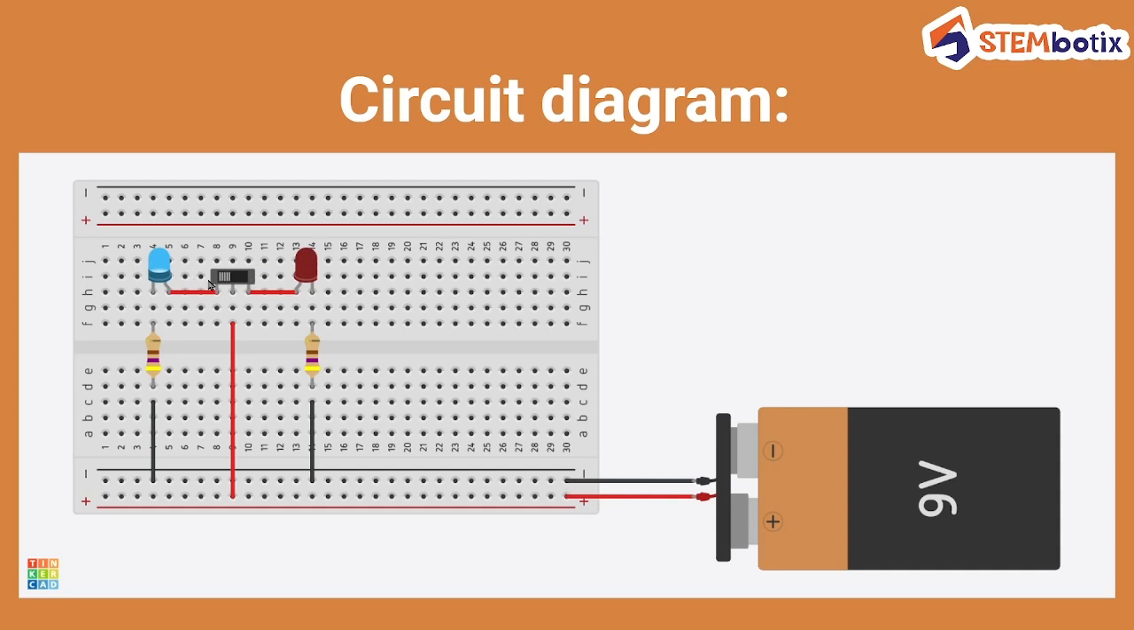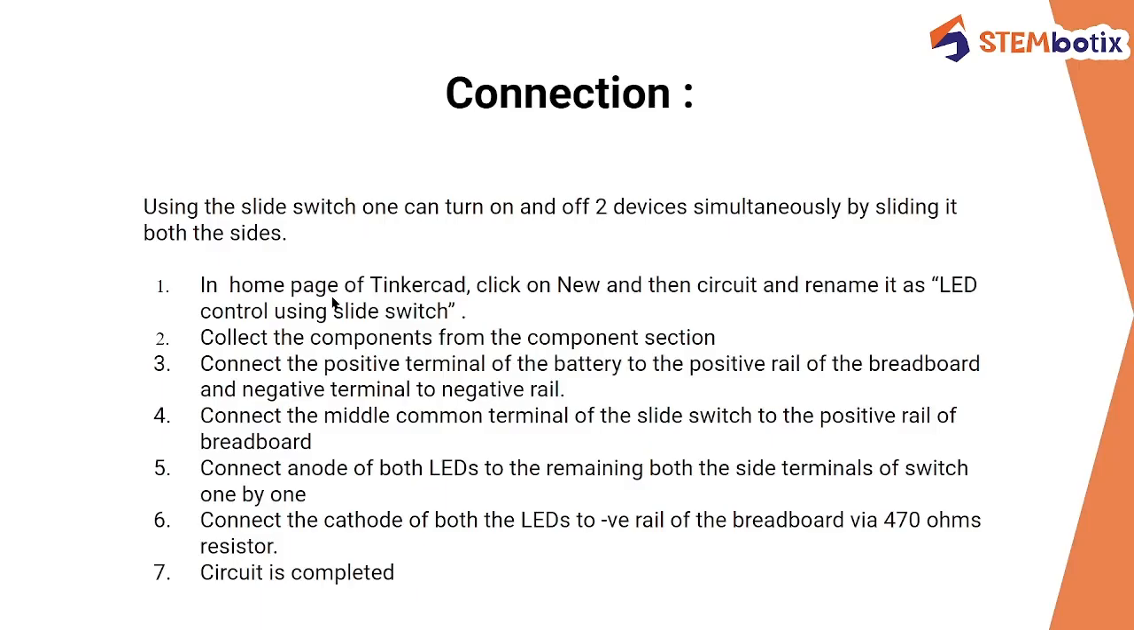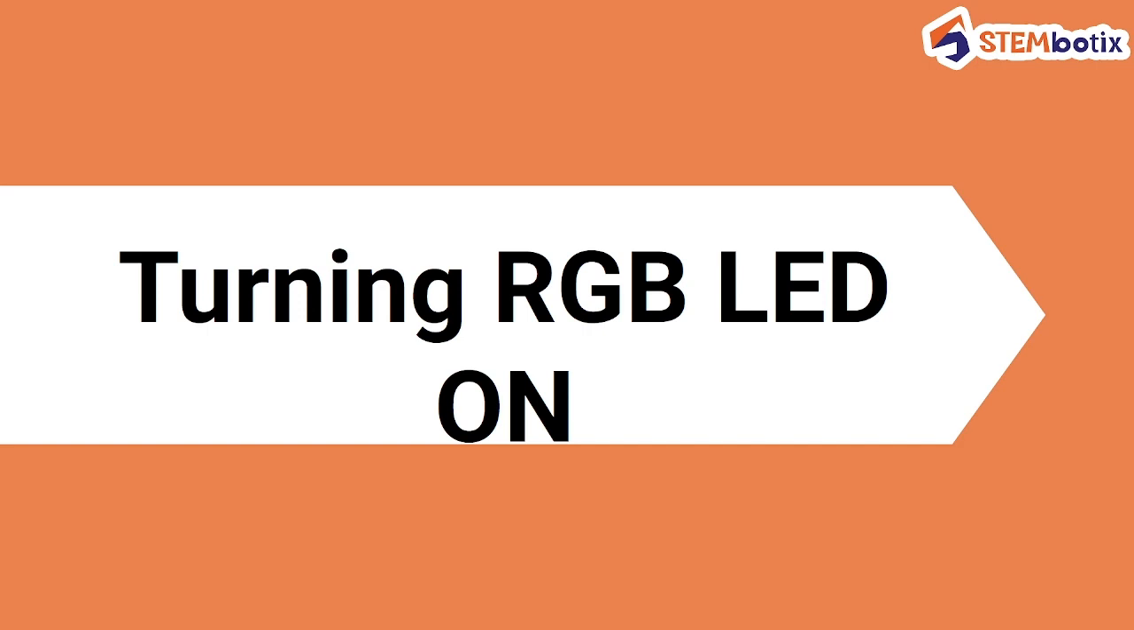Now sliding it to this side will turn on the blue LED, and sliding it to the right side will turn on the red LED. So you can simultaneously turn on and off each of them as per your requirement. Sliding it to the left, the blue LED turns on, and sliding it towards the right, the red LED turns on. So this was about a slide switch connection with two devices.